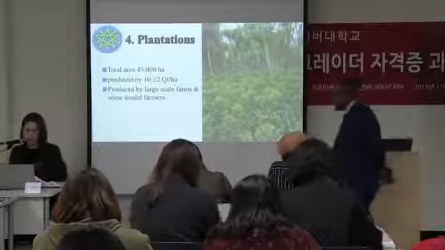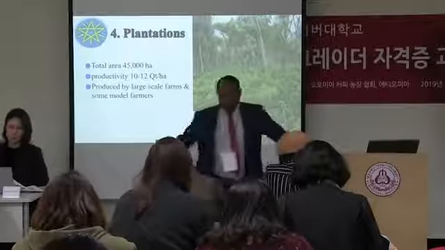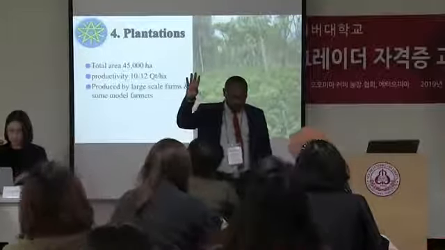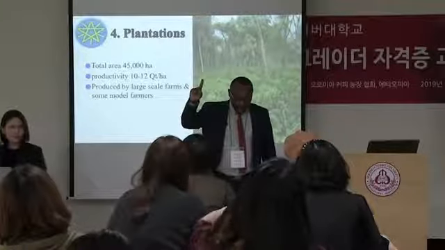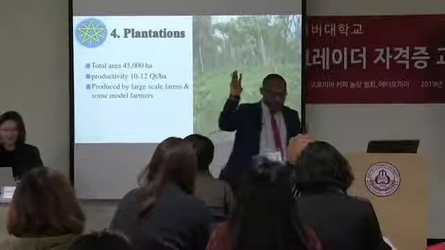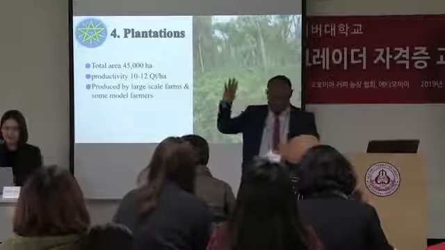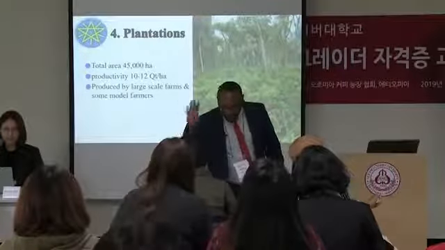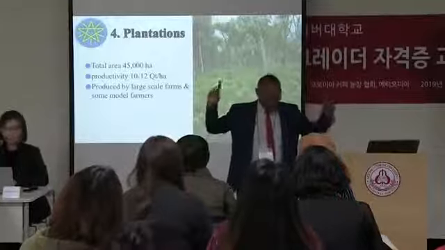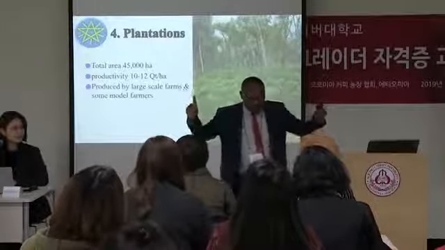So now we have classified our plantation system into 4. The number 1 is forest coffee. Second, semi-forest, third, garden coffee, and fourth, plantation type. So these are the four types of coffee production system in Ethiopia.